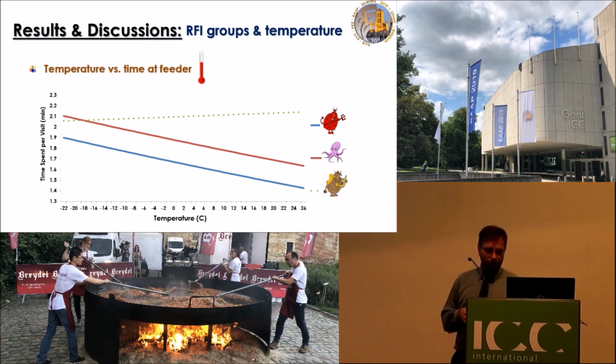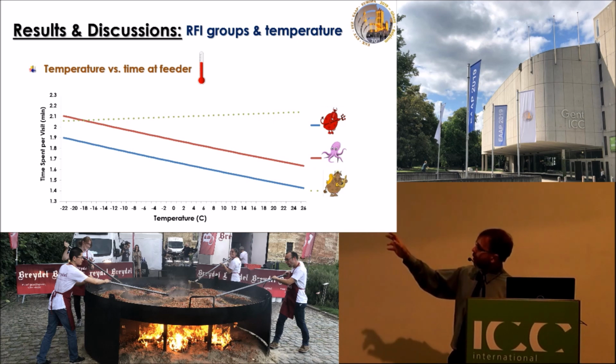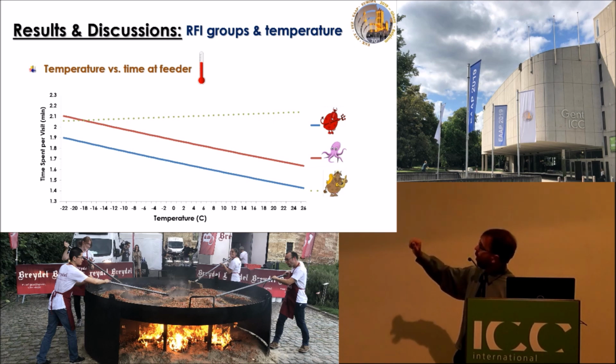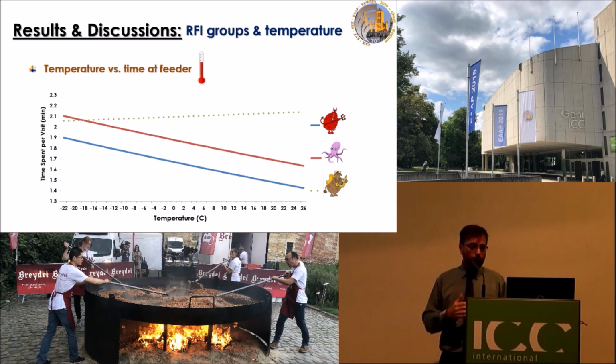So looking to the first graph with the slopes, every time that I show you a dashed line, that means that the slope wasn't significant. So we can see that as you increase temperature, the time spent per visit at the feeder really decreased for the inefficient and for the average animals, while the efficient animals weren't affected by that. So that's an interesting observation.